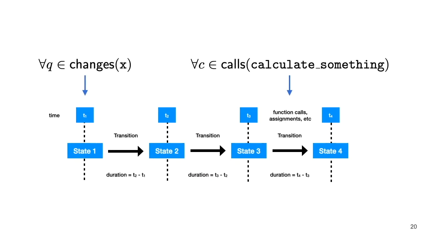Here we see an example of these two predicates being applied to an actual dynamic run. In this dynamic run we have a number of concrete states, and then we have a transition between each one of these concrete states. You see at the top left we have the predicate changes x, and we suppose that this identifies a state, and then at the top right we have the predicate calls of calculate something, which identifies a transition between two concrete states.